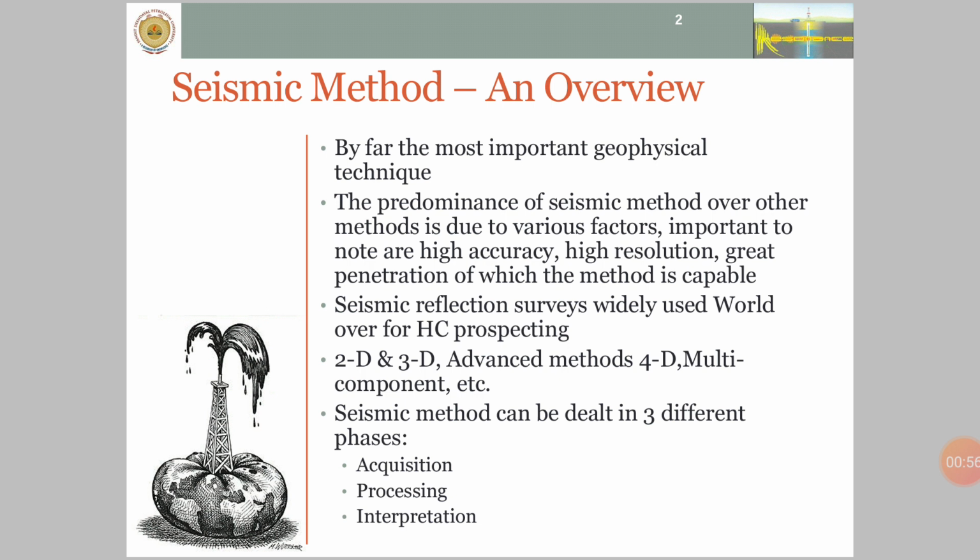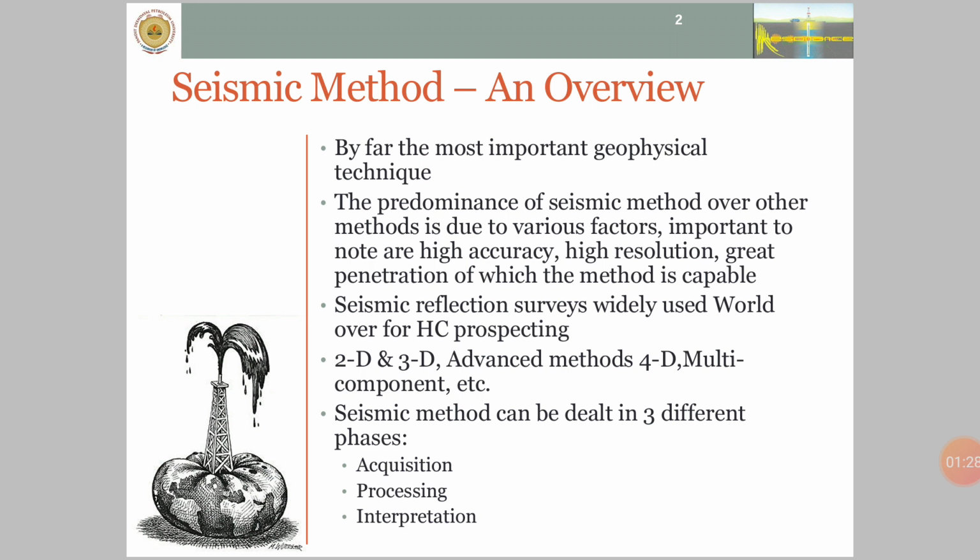Seismic reflection survey is widely used worldwide for hydrocarbon prospecting. Now we know that there are types of survey, the 2D survey and the 3D survey. An advanced method is the 4D survey. 4D survey is a multi-component survey which is done as a time-lapse survey. It is a 3D survey which is repeated after the production wells are drilled and production happens, so that we can understand how that hydrocarbon has moved when the production took place.